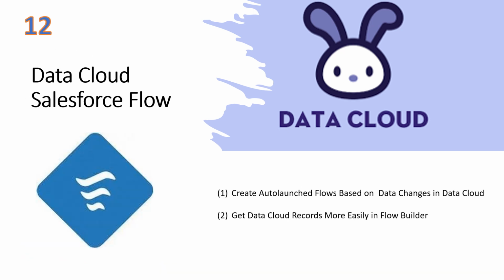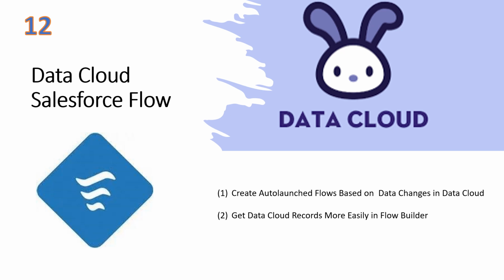There are a couple of enhancements to the Data Cloud Salesforce flow capabilities. One, you can now start a Data Cloud triggered flow based on changes in a data model object or calculated insights object. For example, you can update a unified individual's loyalty status based on changes to their loyalty balance. And two, Salesforce objects and Data Cloud objects are now organized into separate sections in Flow Builder. When you select a Data Cloud object, an object card provides more details.